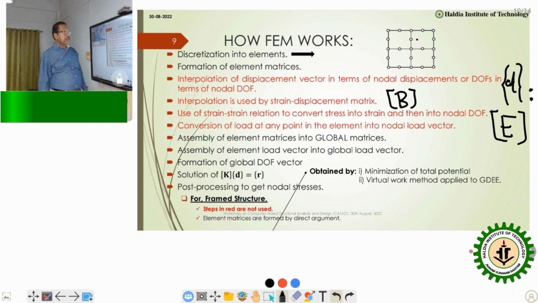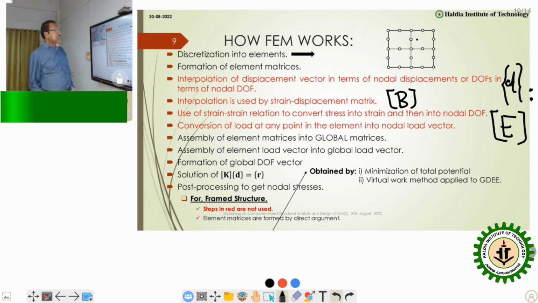There is a particular method called consistent nodal loading, and there is another method called lumped nodal loading. The lumped method is very simple. It just divides the entire load, the total load, by the number of nodes in an element. But in consistent nodal loading, we use the equivalent work method. So these are the different things which have to be studied in detail, but the basic process is like this.